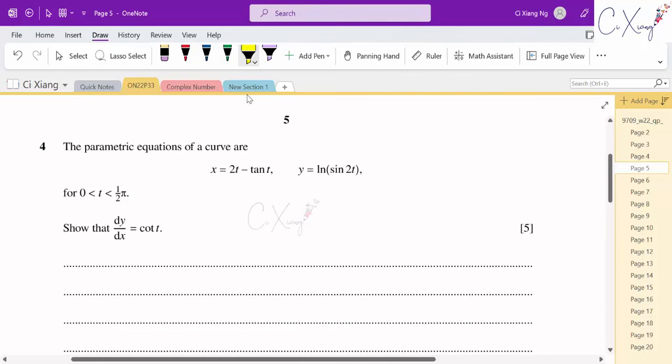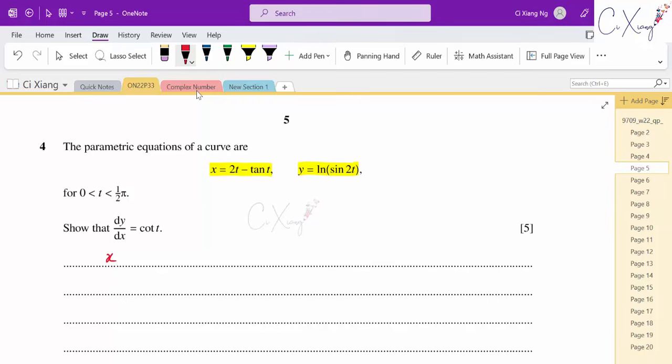Okay, we come to question number 4 now. We are having parametric equations, and the t is defined from 0 until 90 degrees, which is pi over 2. So first of all, they want to show that dy dx equals cotangent t. Before I can find dy dx equals cotangent t, I need to apply differentiation on both equations x and y separately with respect to t.